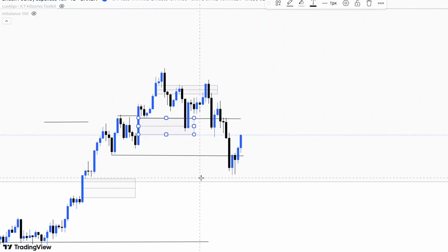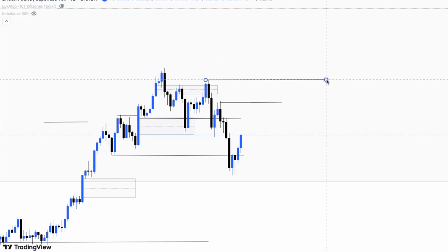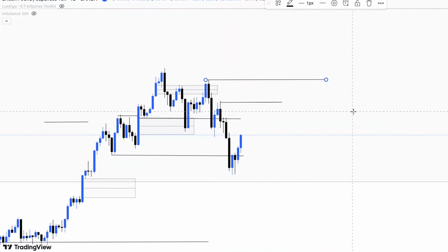Price has come here and taken this liquidity, and as you know, when price takes liquidity, it seeks another liquidity, possibly in the opposite direction. And where is the next liquidity zone? The next liquidity is here. You have liquidity here. We have liquidity here. As you can see, there are no fair value gaps here, but we have liquidity areas here.